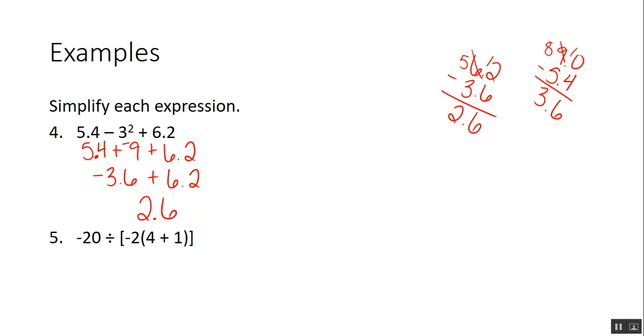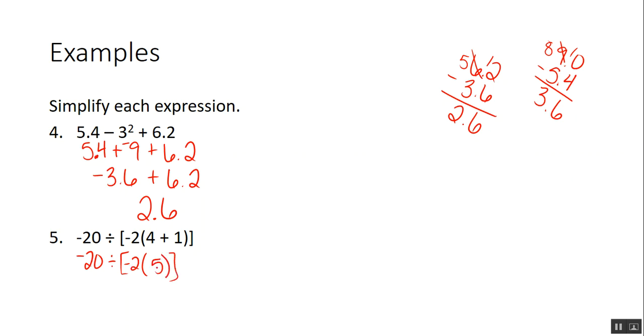Number 5 is negative 20 divided by a bracket, and inside the bracket is negative 2 times 4 plus 1. When you have multiple sets of grouping symbols, brackets, parentheses, you've got to go all the way to the innermost one. So that's this 4 plus 1. So I'm going to recopy everything down as I go until I get to the part of the expression I'm simplifying. 4 plus 1 is 5.